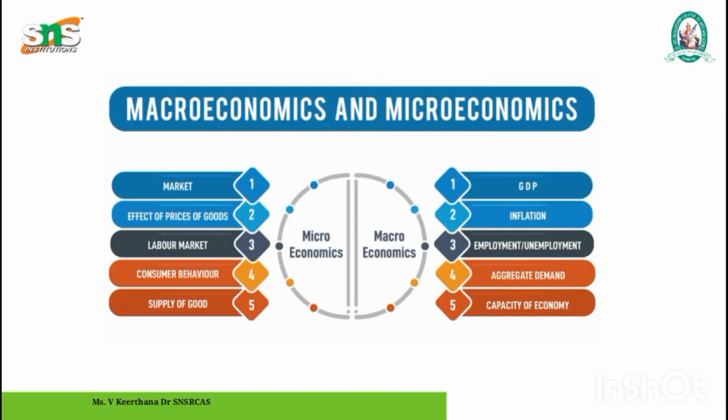We can see the difference between macro and microeconomics. So, in microeconomics, we will see only an individual person's consumer behavior, supply of goods, labor market, effect of price of goods, and market. But in macroeconomics, we have to see the economy as a whole, which includes GDP, inflation, employment and unemployment, aggregate demand, and capacity of economy.